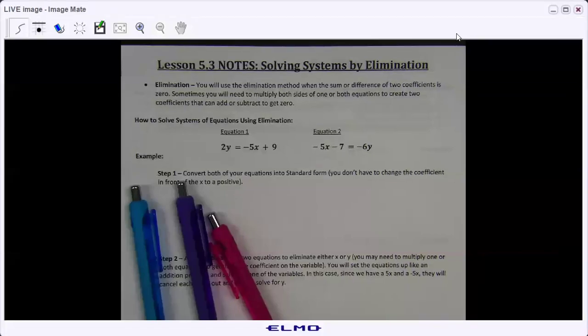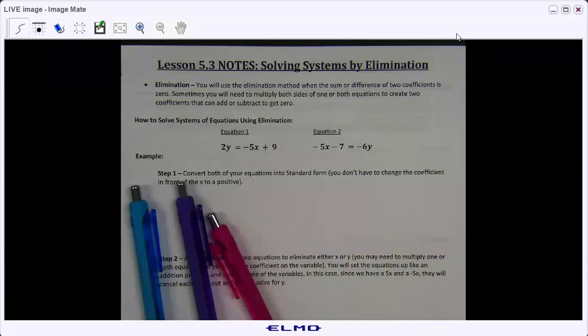So today we are starting our third lesson in chapter 5, and so far we've done solving systems by graphing, solving systems using substitution, and solving systems using elimination. Now, if you have not completed the solving systems using substitution yet, again, that's due on Wednesday. Do not confuse that with this lesson.